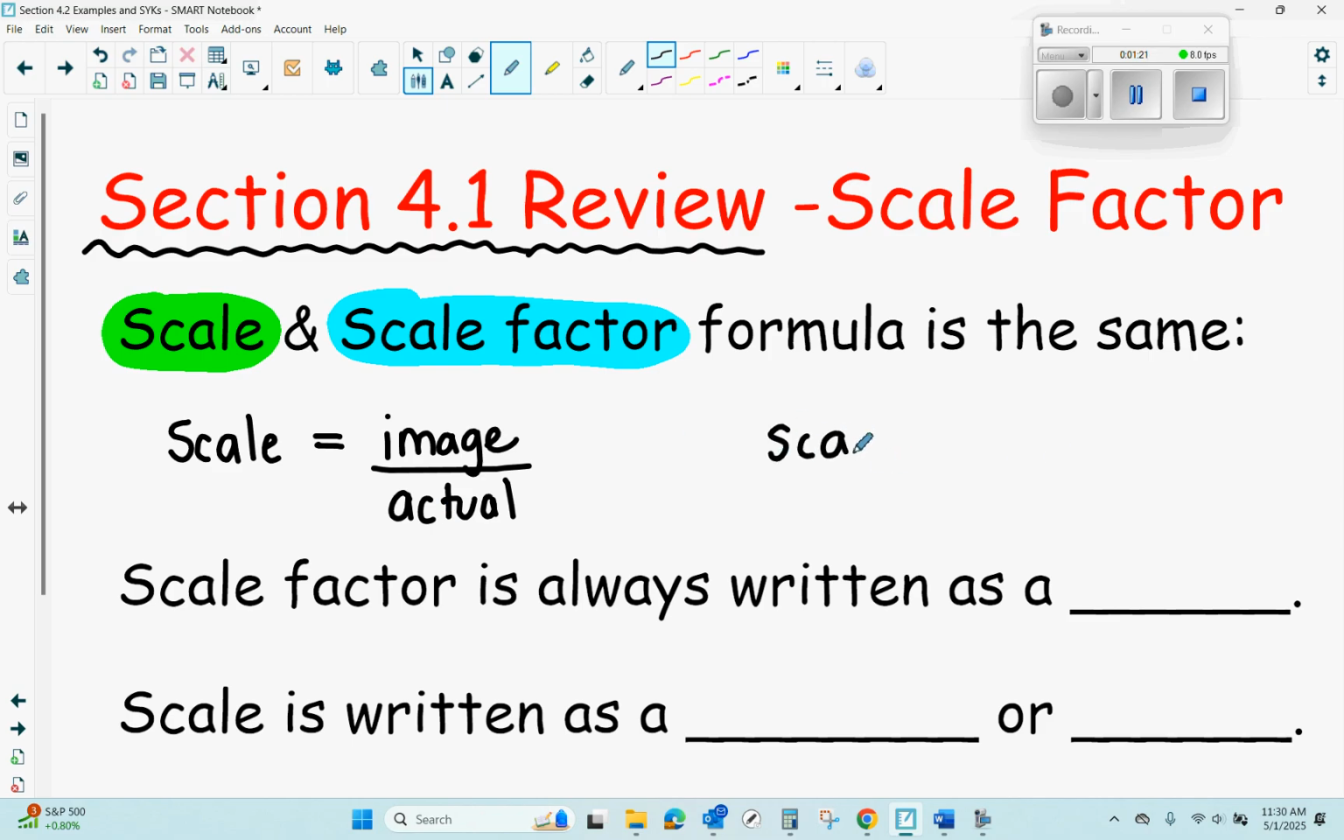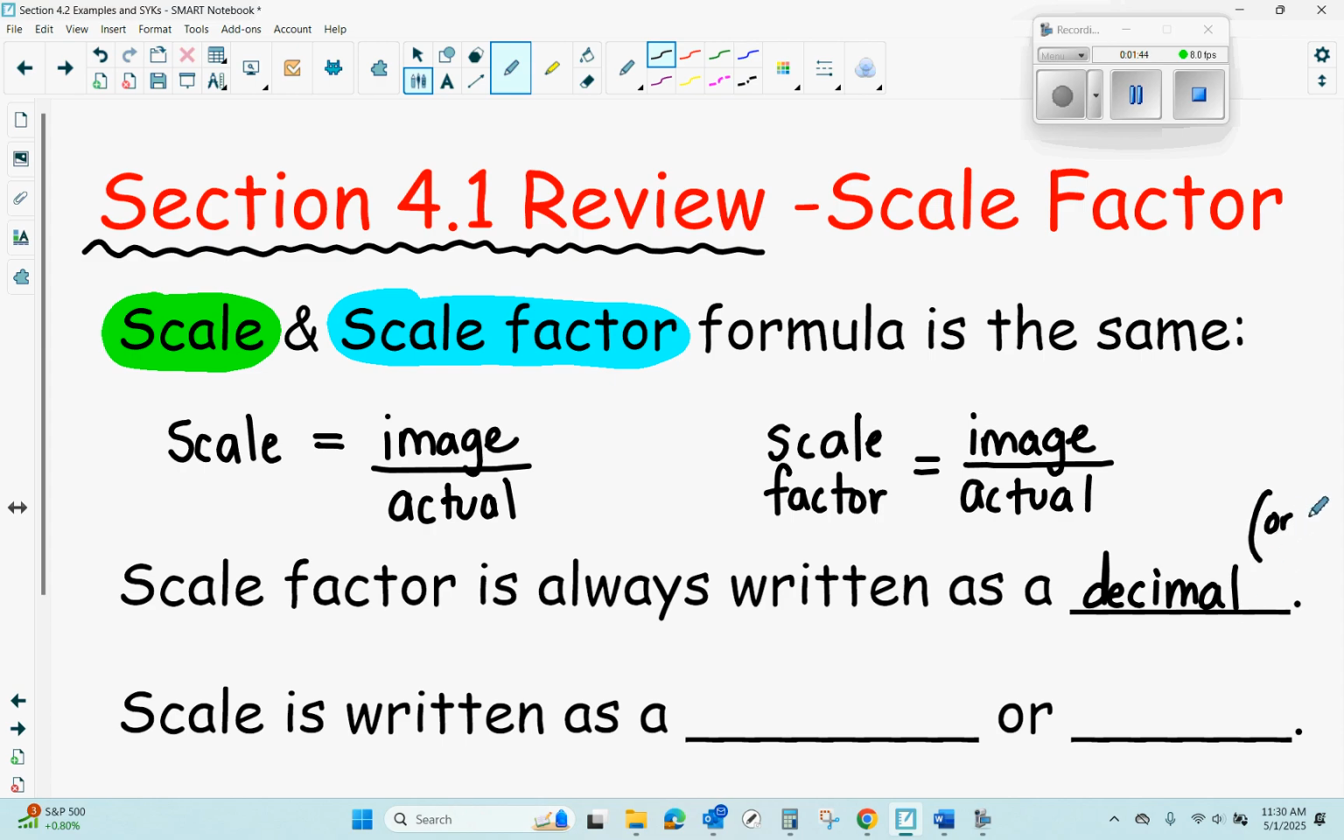Scale factor, again, same formula. So scale factor is equal to image dimensions divided by actual dimensions. And the only big difference is scale factor, we actually divide the two numbers and we write it as a decimal or a whole number. It might be a whole number like 2. You could have a scale factor of 2. You might have made something twice as big. You might have a scale factor of 4. You might have made the object 4 times as big.